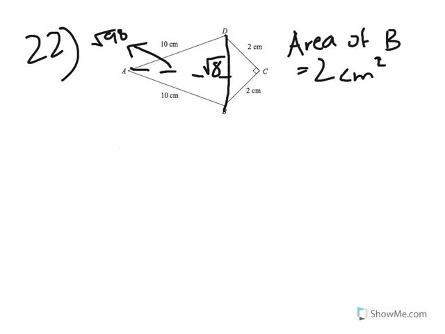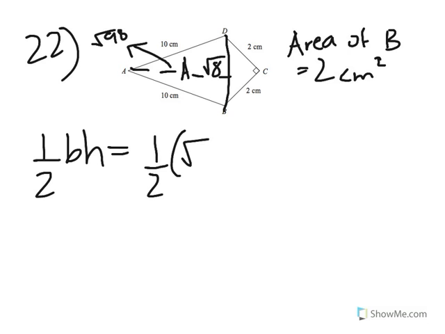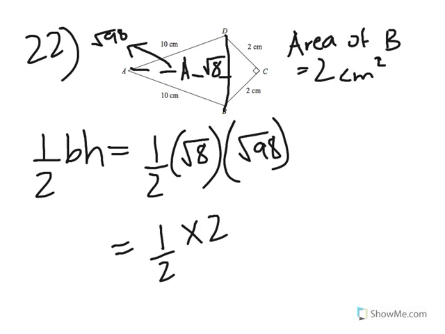Okay, so now we know the base of the triangle is root 8, and we know the height of the triangle is root 98. So now we can find the area of shape A. The area of shape A is half times base times height, so that's half times root 8 times root 98. That gives you an answer of half times 28, which is equal to 14 centimeters squared. So the area of shape A is 14 centimeters squared.